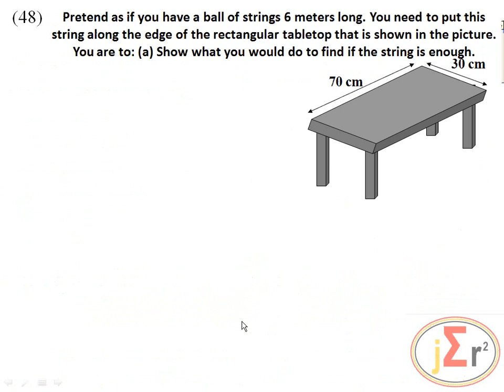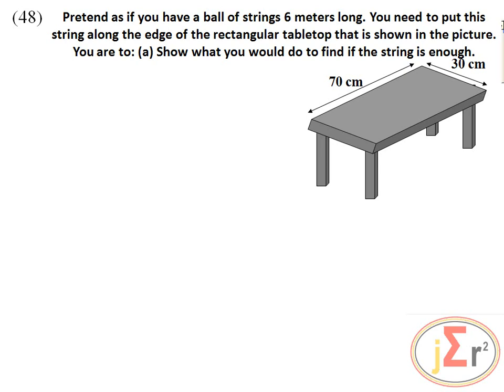This problem is saying that we should pretend as if we have a ball of string 6 meters long. So it is 6 meters long. And we need to put this string along the edges of the rectangular table that we have right there in the picture. You are to show what you would do to find if the string is enough. What will we do to find out if the string is enough?